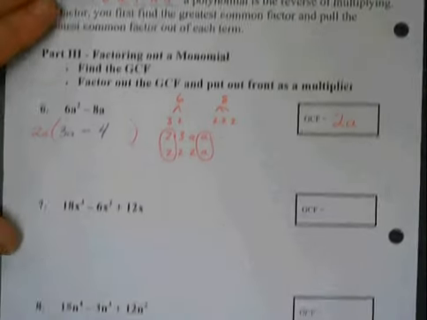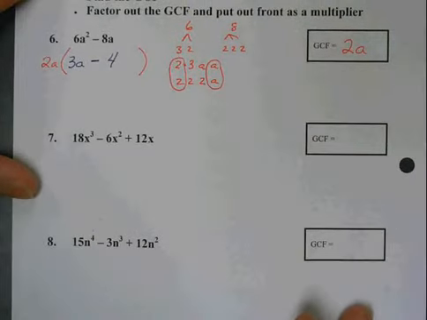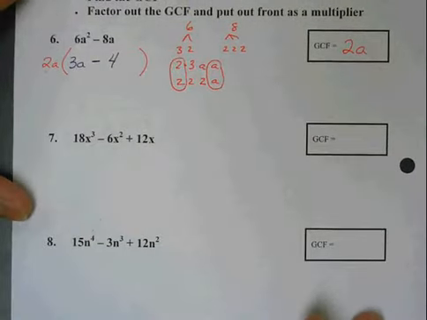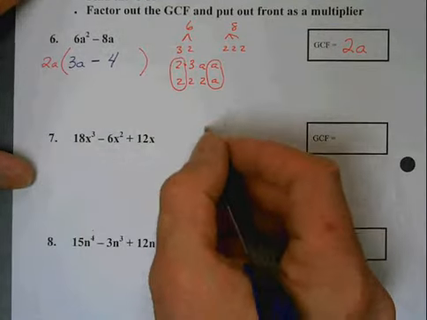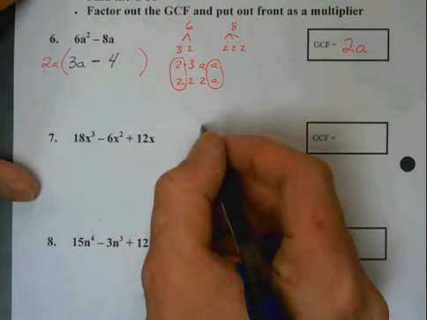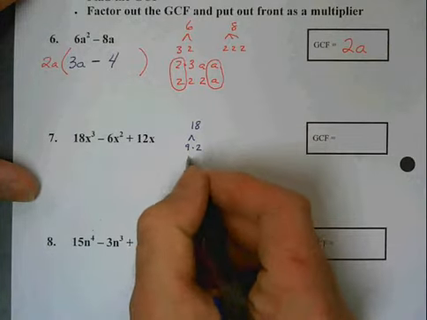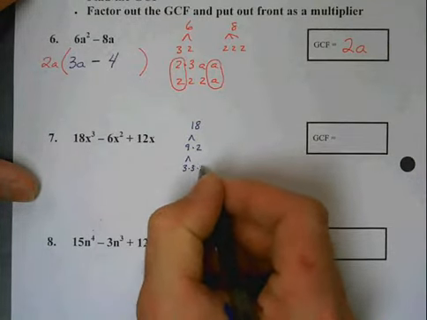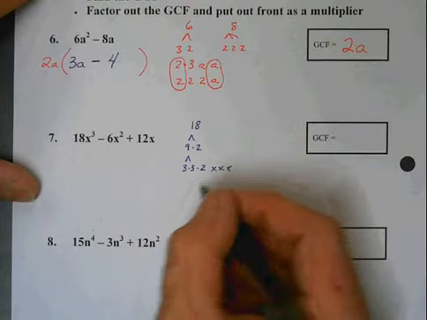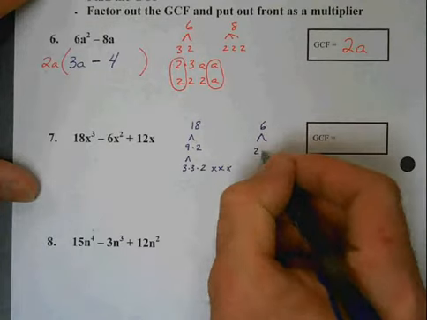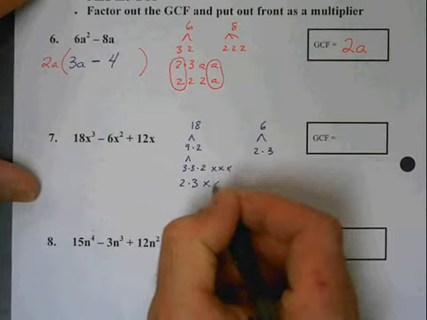Let's continue. Our next one is 18x cubed minus 6x squared plus 12x. We're going to have to break down each one of these. And so here we have our 18x cubed. 18, if you can think of it, is 9 times 2. So that's 3 times 3 times 2 with 3 x's. 6 is 2 times 3. So we're going to have 2 times 3 with 2 x's.